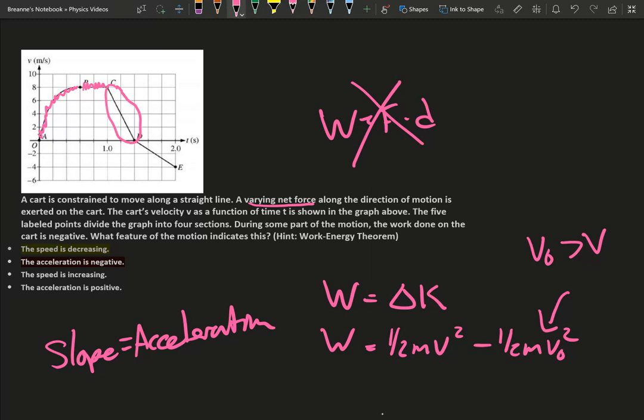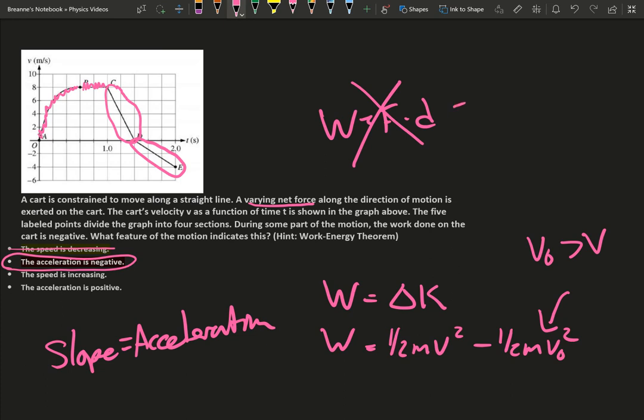work. And I messed up right here. This is also negative work. Because yes, your initial is 0, but you still have a negative slope. So you're doing negative work because your acceleration is negative. So that's why your answer is the acceleration is negative and not speed is decreasing.